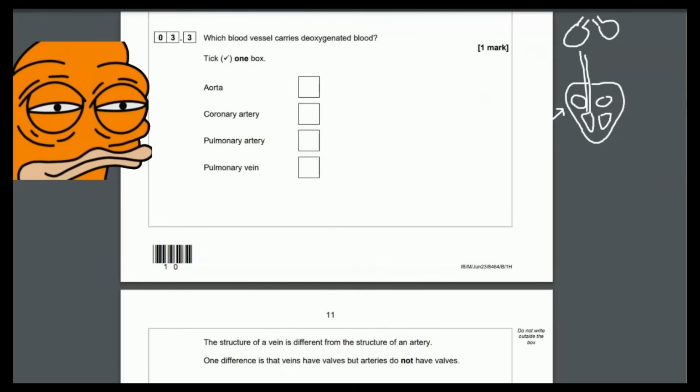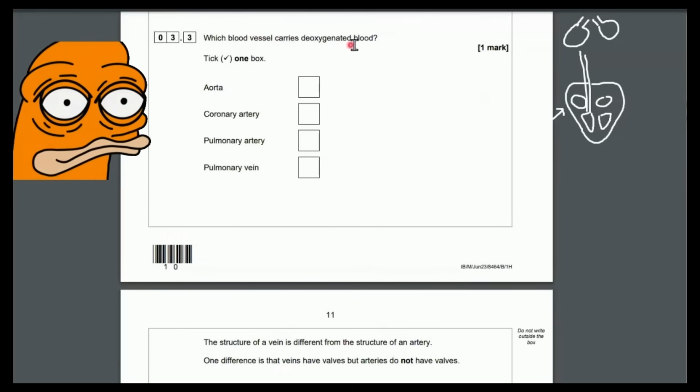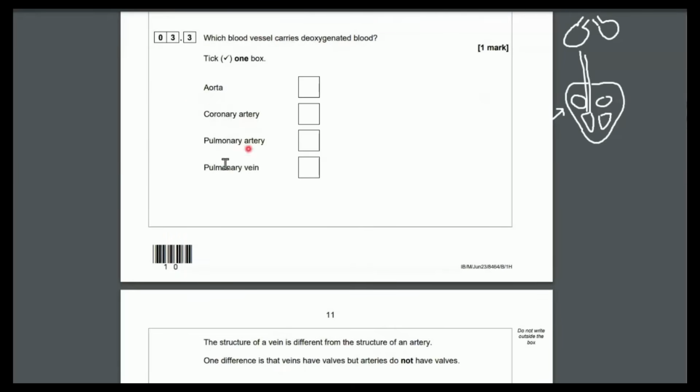Right, let's zoom in on 3.3. Which blood vessel carries deoxygenated blood? So let's take a look over here at the heart, and the deoxygenated blood enters the heart through one blood vessel, a big one called the vena cava. It goes into the ventricle and then it comes up this tube to the lungs.